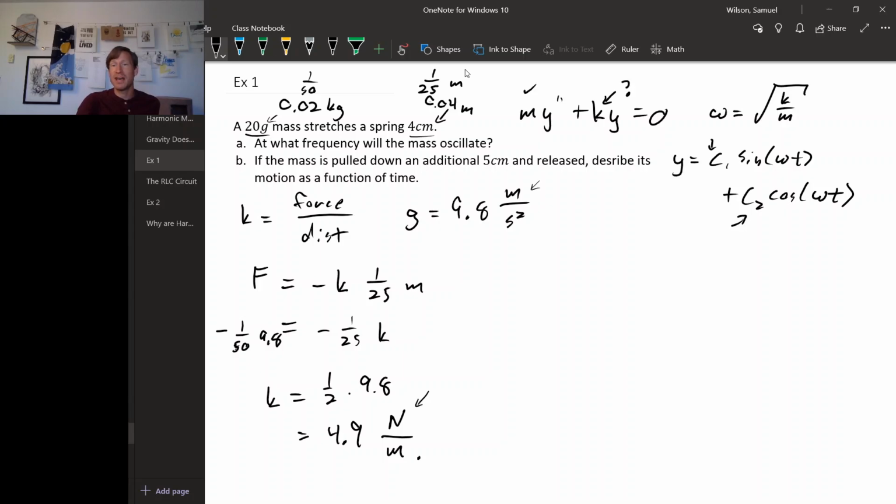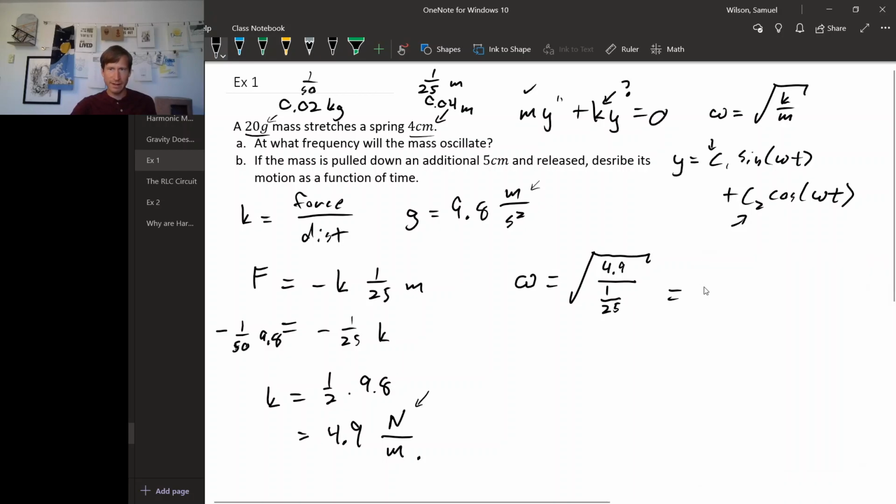All right, now that we know k, we can go ahead and figure out our angular speed. Angular speed is the square root of k, which is 4.9, over m, which is 1 over 25. Because we're using consistent units, we can neglect the units as we do this calculation. It will come out to be in radians per second, which is what the units for omega are. So let's do this calculation. 4.9 times 25, square root of that. So 11.1, and this is radians per second.